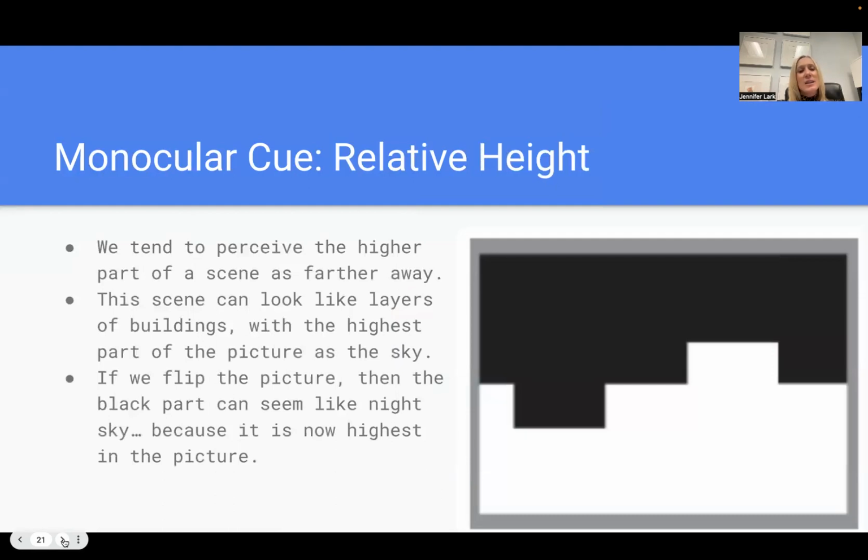Relative height. We tend to perceive the higher part of a scene as farther away from us. This scene can look like layers of buildings with the highest part of the picture as the sky. And if we flip the picture, then the black part can seem like night sky because it's now the highest part in the picture.